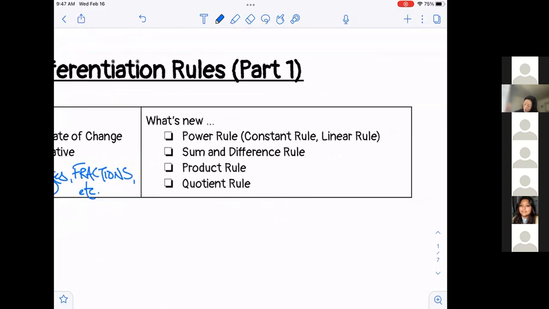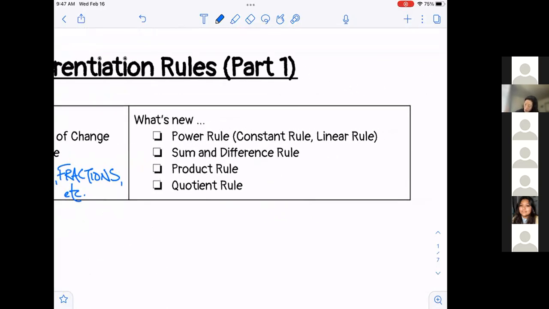All right, but what's new? We have a bunch of rules that we're going to learn today. And as we get closer to the next exam, this list is going to grow really, really long. These 4 are some of the more fundamental rules, in that we see them pretty often. All right. But I also want to make one thing really clear.